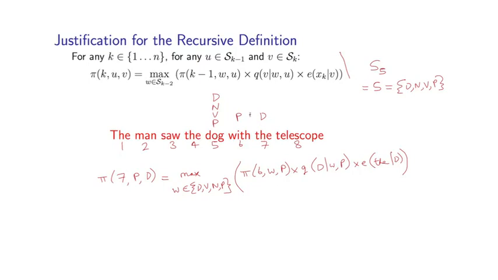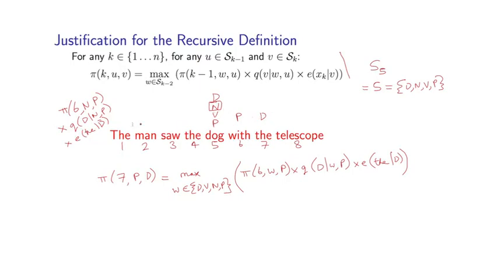The reason we do that is if we fix a particular tag, say N, at position 5, then the following property holds. The highest probability path going through tags N P D at positions 5, 6, and 7 has to have probability pi 6 NP times Q of D given NP times E of there given D. So that's the highest score for any tag sequence ending in NPD at positions 5, 6, 7.